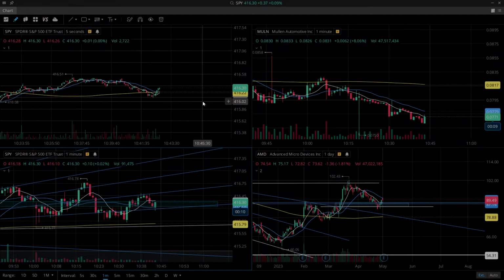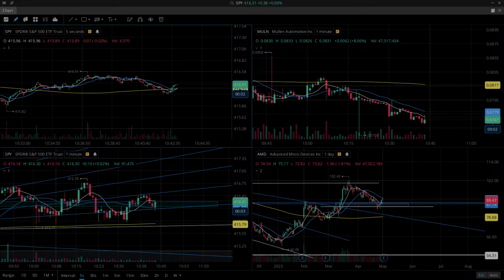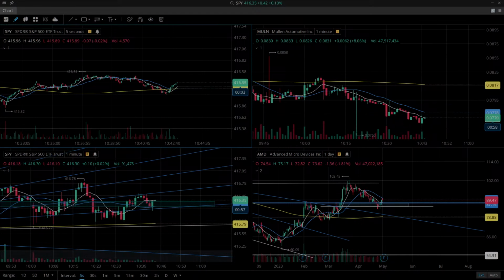Hammer time. Let's see. We'll go back to the top, right. 416.50 is the target for SPY here, short term. That gives you about a push to 416.94. That's about done. Let's go. Bam, done.